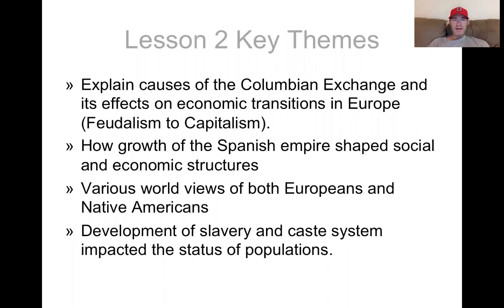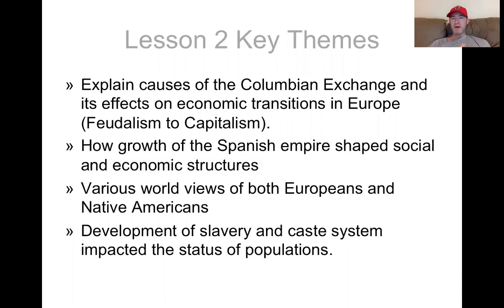So we'll get started. Explain the causes of the Columbian Exchange and its effects on economic transitions in Europe. And this is something that, if you remember from world history, talking about feudalism, and then as we transition here, we start to hear a little bit more emphasis on capitalism, a term that, of course, we know Adam Smith will really have a lot to say about in the 1770s. But this is a really important thing that, I think, drastically affects the European economy. So that's a theme to really pay attention to as well.